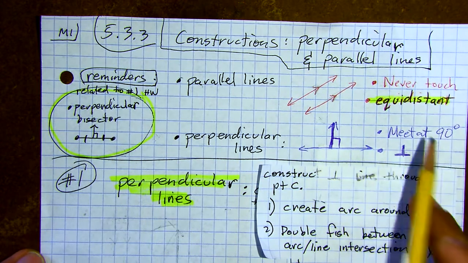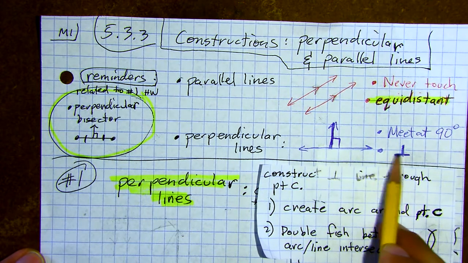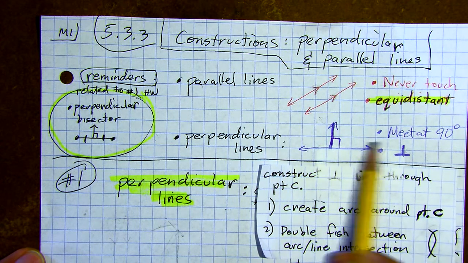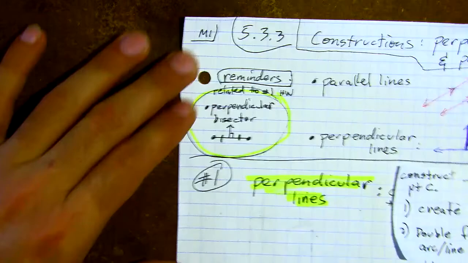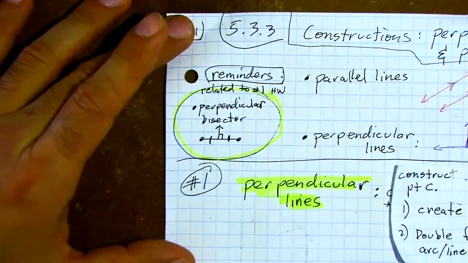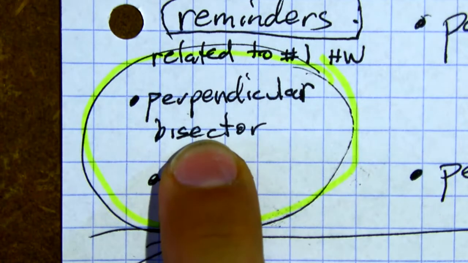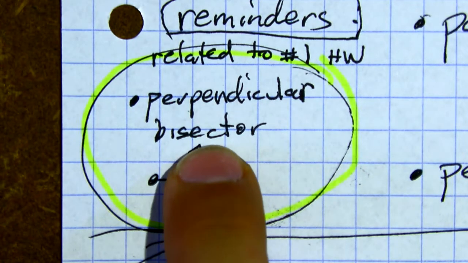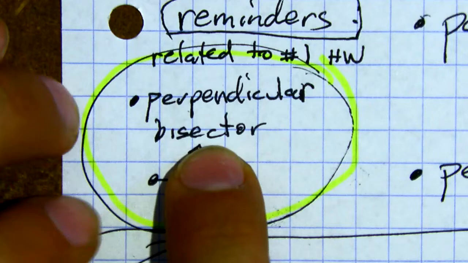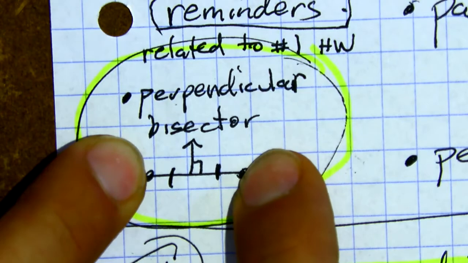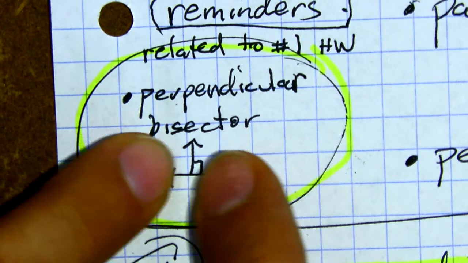Perpendicular lines meet at 90 degrees. It makes an upside down T as the symbol, and that's how we show that lines are perpendicular. The last thing here, and this is for problem number 1 in the homework, is looking at what a perpendicular bisector is. Now, a bisector, we did this before in the last lesson, and it just breaks the segment in half.